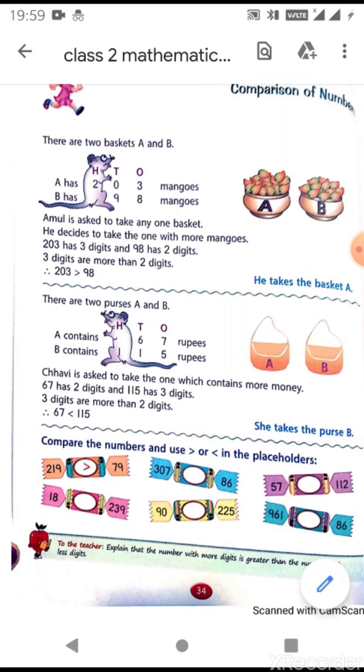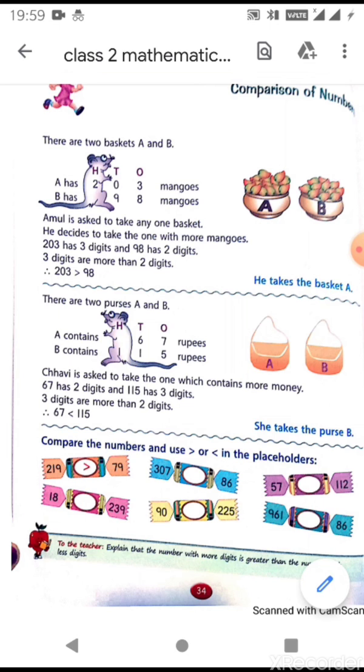Now in basket A there are 203 mangoes. That means in 203 there are 3 digits. And in basket B there are 98 mangoes and the number 98 has 2 digits. So obviously 3 digits are more than 2 digits. So therefore 203 is greater than 98. So we say that the number with more digits is greater than the number with fewer digits.